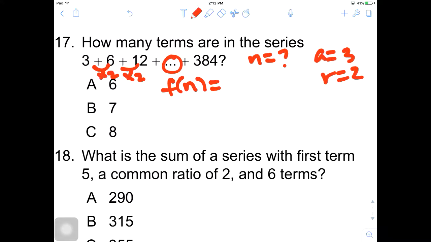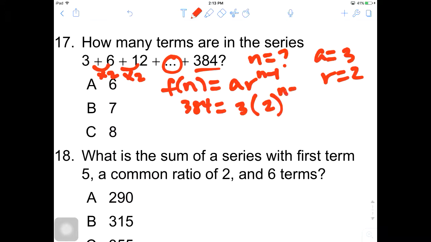So we're going to set it up using the f of n formula. So that's a r to the n minus 1. We're going to let 384 equal f of n. Substitute our a, which is 3. The ratio is 2. And then we have n minus 1. First thing we're going to do is divide by 3. So 384 divided by 3, which is 128, is equal to 2 to the n minus 1.